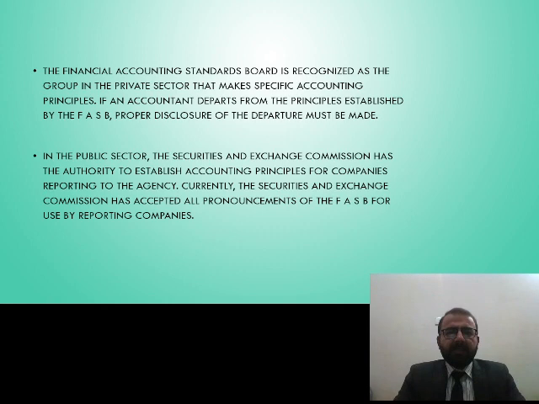The Financial Accounting Standards Board is recognized as the group in the private sector that makes specific accounting principles. If an accountant departs from the principles established by the FASB, proper disclosure of the departure must be made. In the public sector, the Securities and Exchange Commission has the authority to establish accounting principles for companies reporting to the agency. Currently, the Securities and Exchange Commission has accepted all pronouncements of the FASB for use by reporting companies.